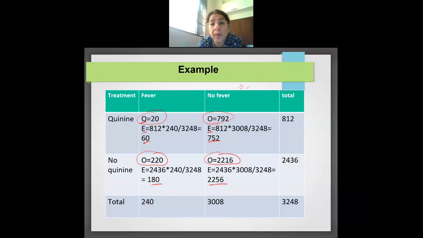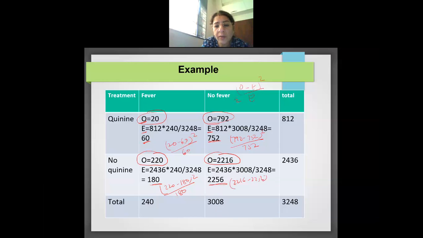Now the formula was O minus E whole square divided by E, summed up for all. For this, O minus E will be 20 minus 60, whole square, divided by E, which is 60. For this, 792 minus 752 whole square divided by 752. For this, it will be 220 minus 180 whole square divided by 180. For this, it will be 2216 minus 2256 whole square divided by 2256. These calculated values should be summed up. All of these summed up will give you the chi-square value.